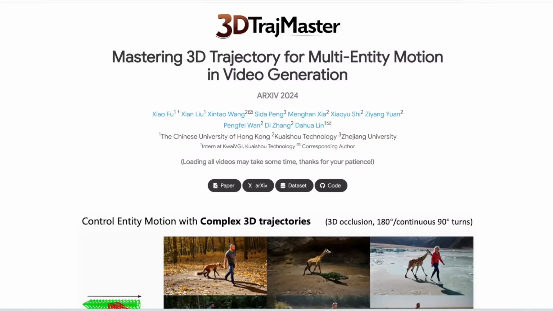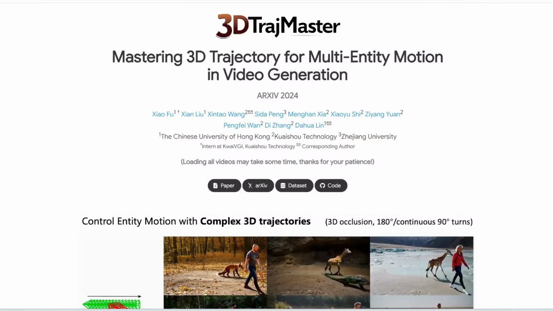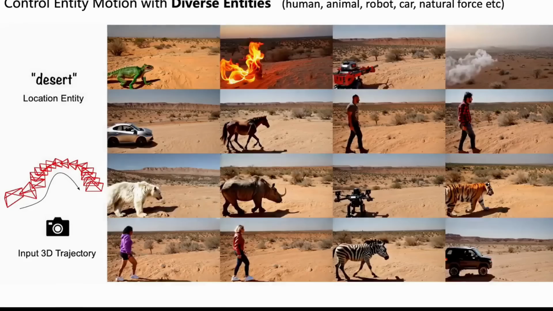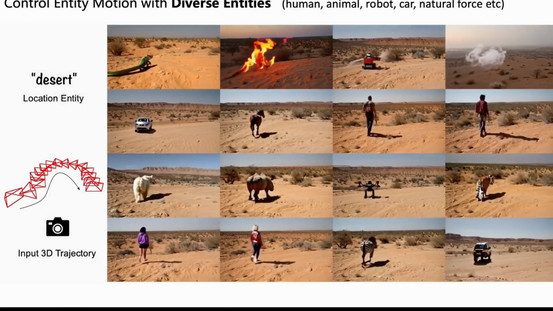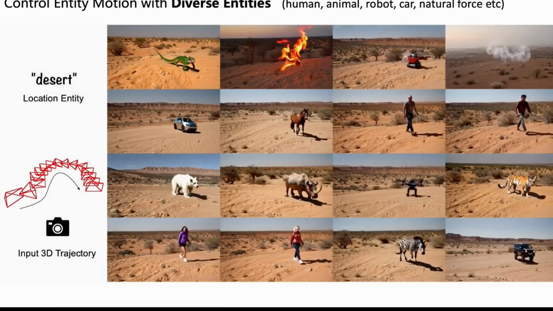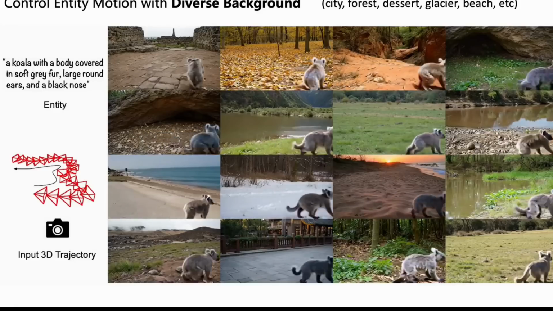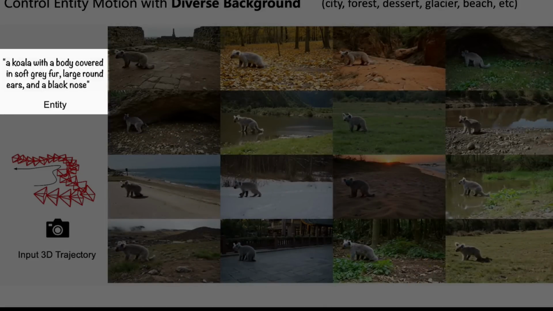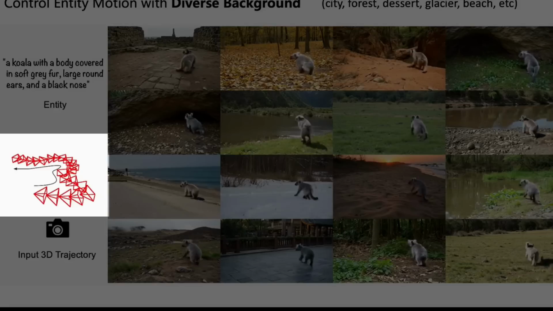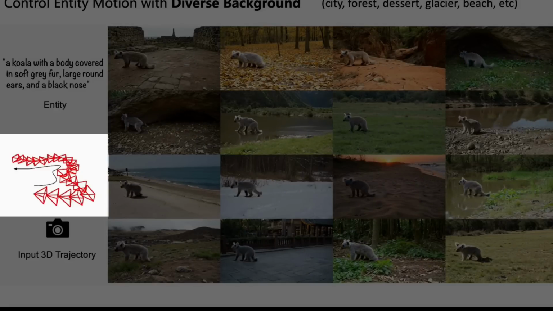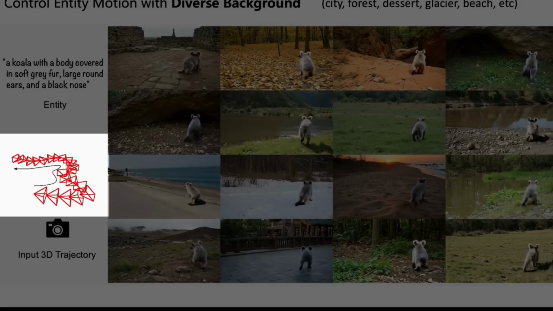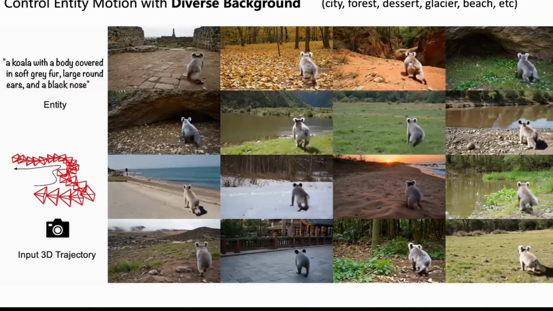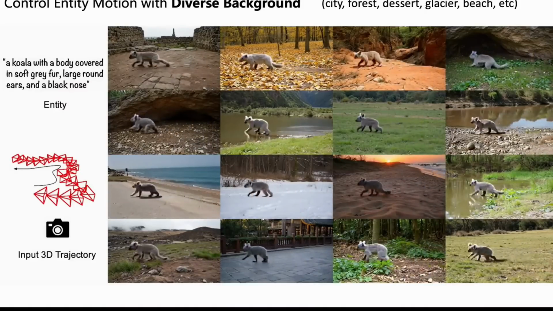First up, this AI is pretty incredible. It's called 3D Traj Master, and this is essentially a video generator, but you can control the movements of one or multiple objects in the video. It takes in a text prompt describing what you want to create, but then you also input a 3D trajectory, which defines the path which you want the object to move. And this allows you to control the movements of objects within the video.